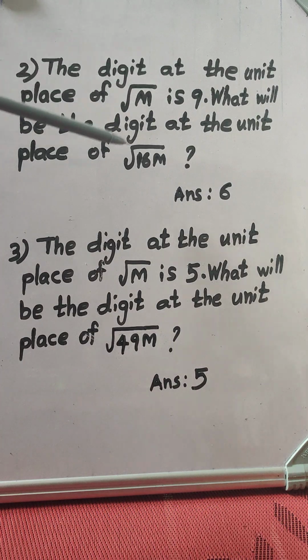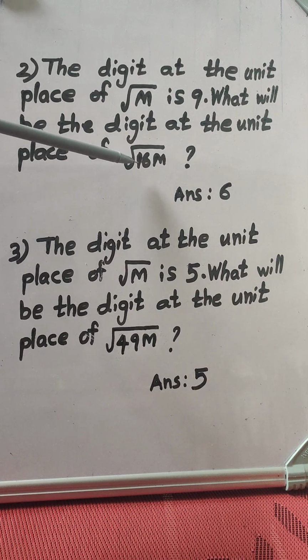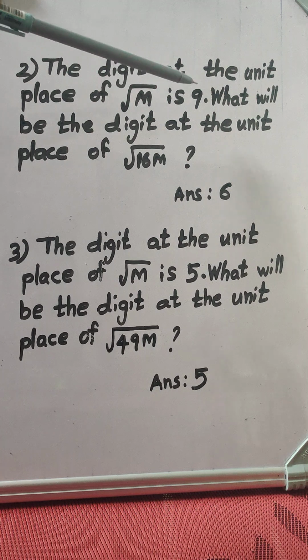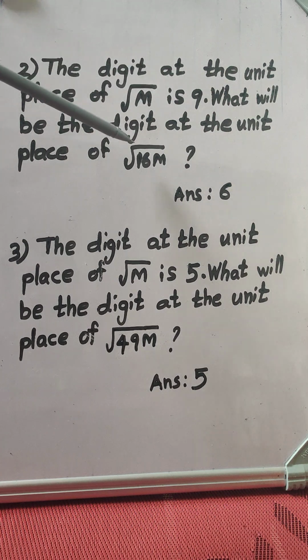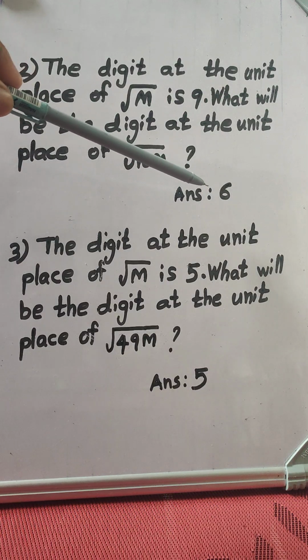There is a number 9 and the square root of 16m is equal to square root of 16 into square root of m. Square root of 16 is 4. So 4 into a number ending with 9. We will get 4 into 9, 36. So the end number, place value 1 is 6.